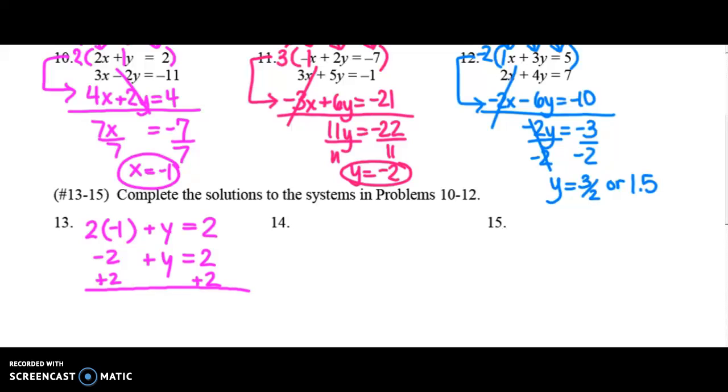Okay? I'm going to replace x into the top equation, and instead of 2x, I'm going to put 2 times negative 1 plus y equals 2. 2 times negative 1 is negative 2. Add 2 to both sides, so y will equal 4. When I put it together, my point of intersection, x goes before y, so negative 1, positive 4.